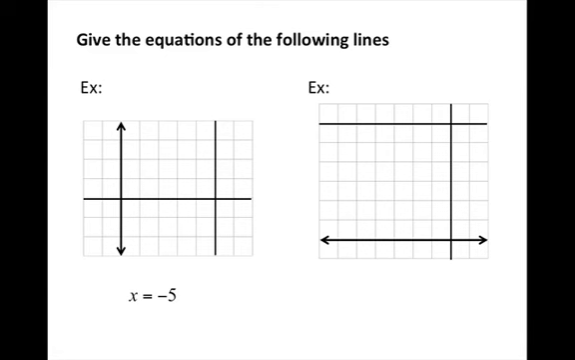And then finally, I have a horizontal line passing through the y-axis at -6. Since it's a horizontal line, I'm going to use y equals. And since it crosses the y-axis at -6, my equation is y equals -6.